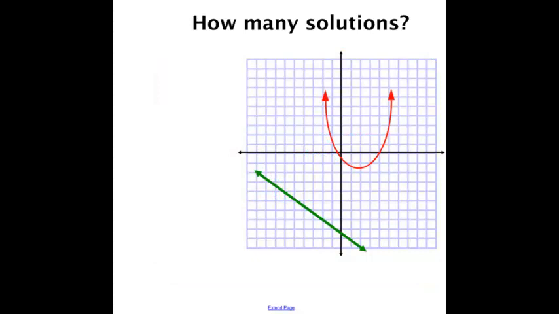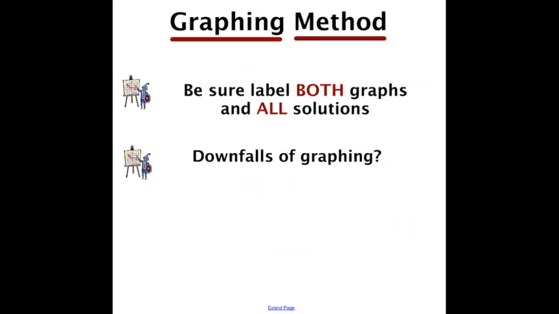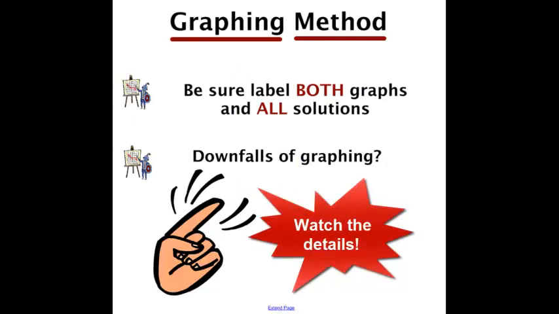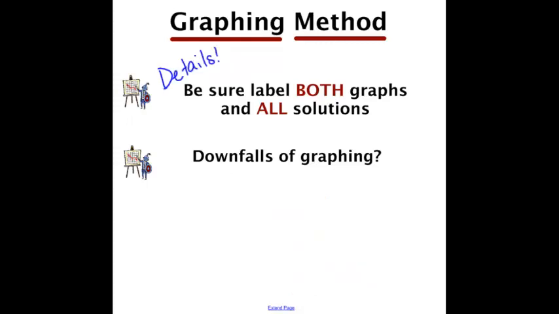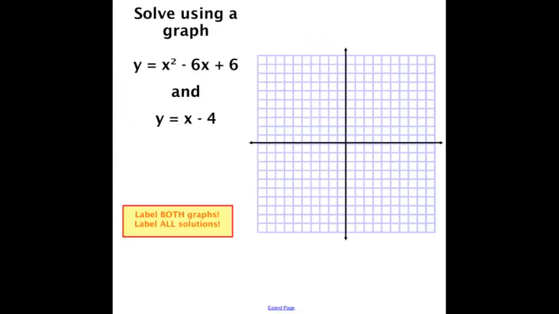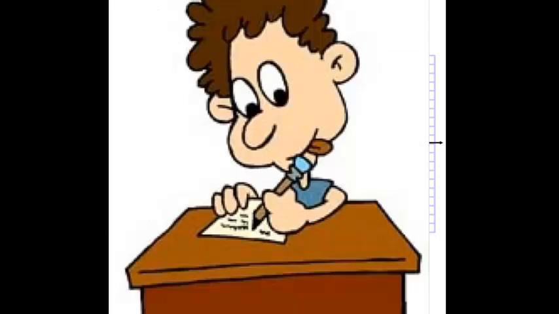Now, there are also different methods to solving these. So we can solve it graphically. We have to be careful of all of those details. The details are very, very important. Be sure to label both graphs and all solutions on the graph. The downfalls of graphing are the same as they were before. If you're not very meticulous, you might not have a clear intersection and then it's not exact. But when you're asked to solve it graphically, you don't have a choice. So solve using a graph, label both graphs, label all solutions. Pause here and graph away.